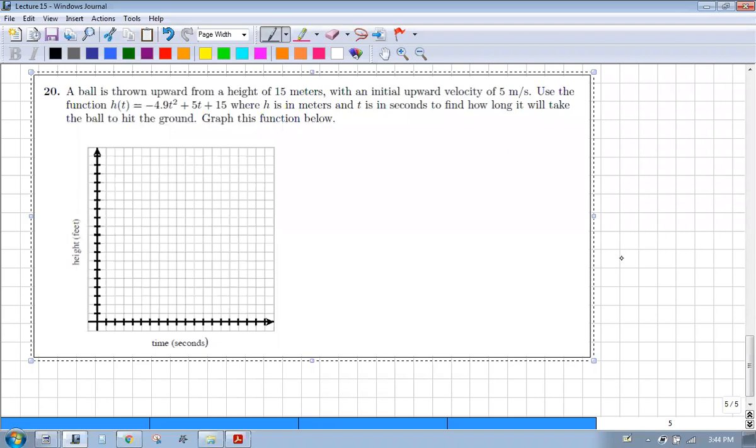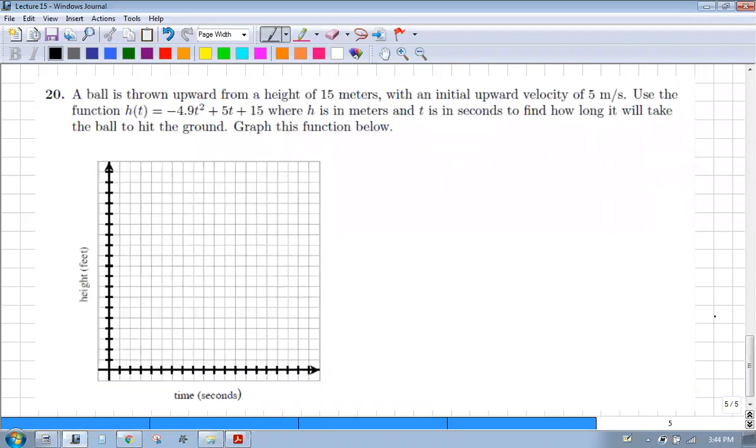All right, number 20. A ball is thrown upward from a height of 15 meters with an initial velocity of 5 meters per second. Use the function h of t, where h is in meters and t is in seconds, to find how long it will take the ball to hit the ground. Graph this function below.